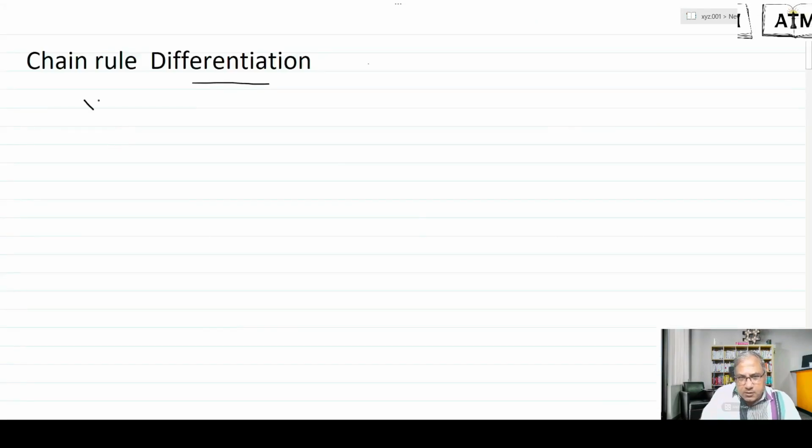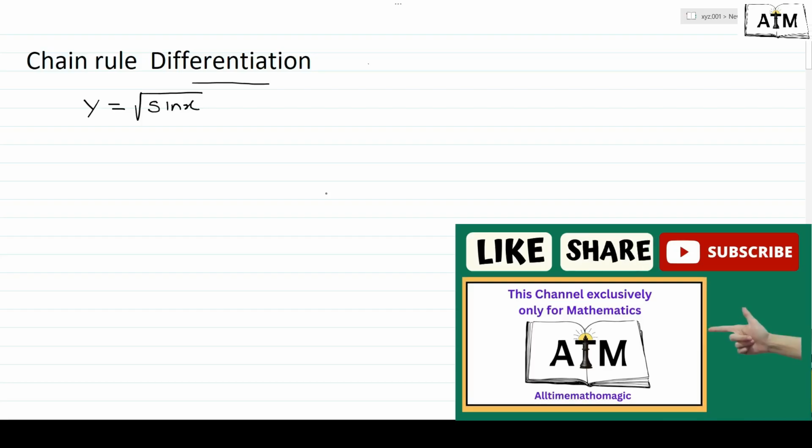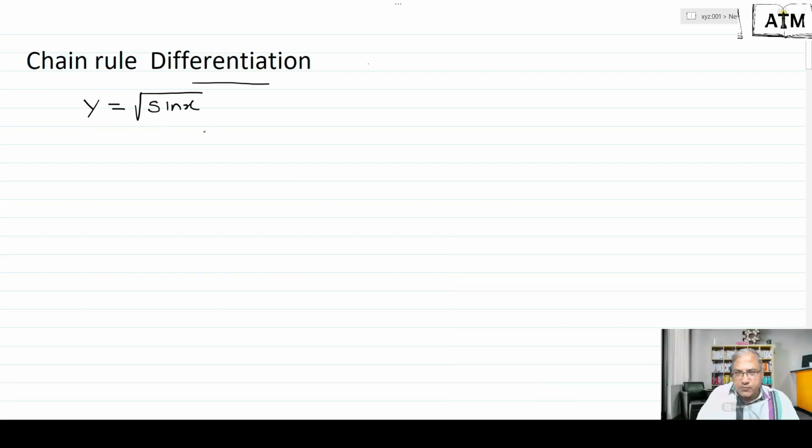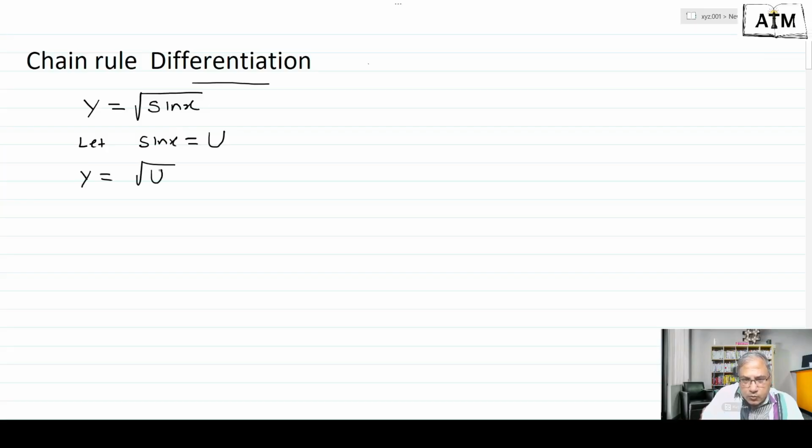Next example, suppose y equals root of sin x. It is equally valid for every other trigonometric function. In place of sin x, there can be cos x, tan x, sec x, cosec x, anything. So let us do this first problem in detail. Then the second problem, we will do shortcut. So first of all, y equals root sin x. Then step number 1, let sin x equal u. Then we get y equals root u.